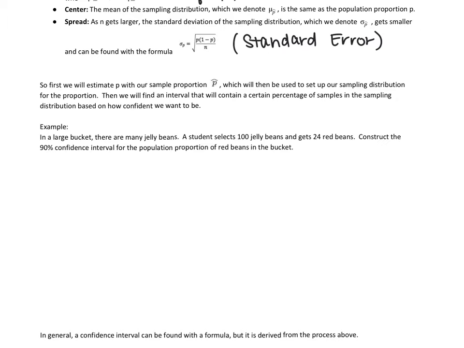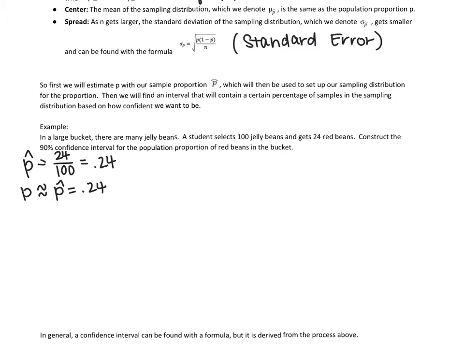So we know that our mean is going to be equal to our parameter. So P hat is going to be equal to 24 over 100, which is 0.24. So our parameter is going to be 0.24 as well.